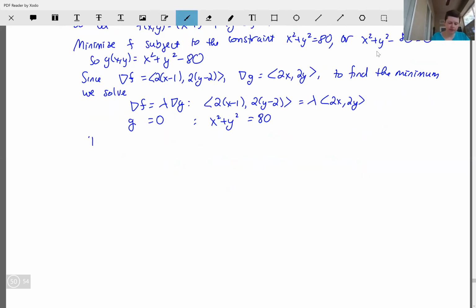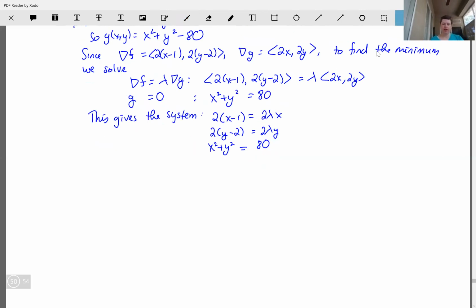And so this gives the system. Let's see, equating corresponding components, we get 2 times x minus 1 is lambda times 2x, and 2 times y minus 2 is lambda times 2y. And well, the third equation is still the constraint equation. Okay, so this time we have no reason to believe lambda can't be 0. But we do know that x can't be 0.